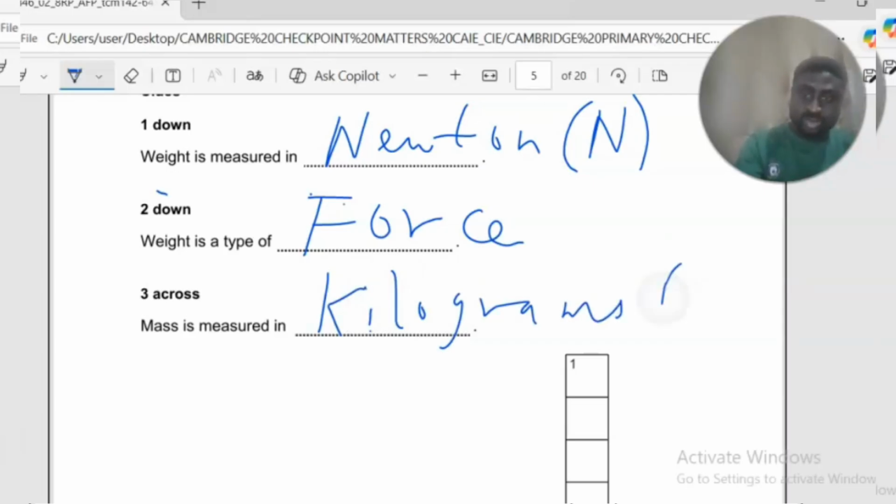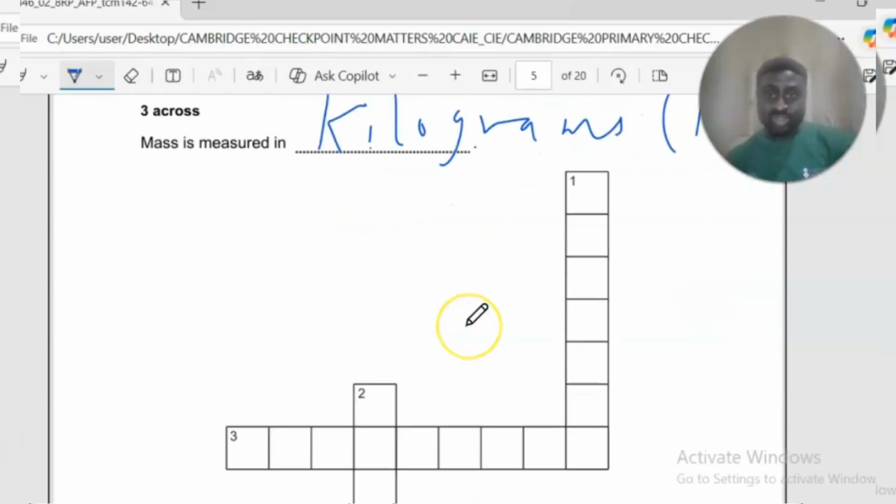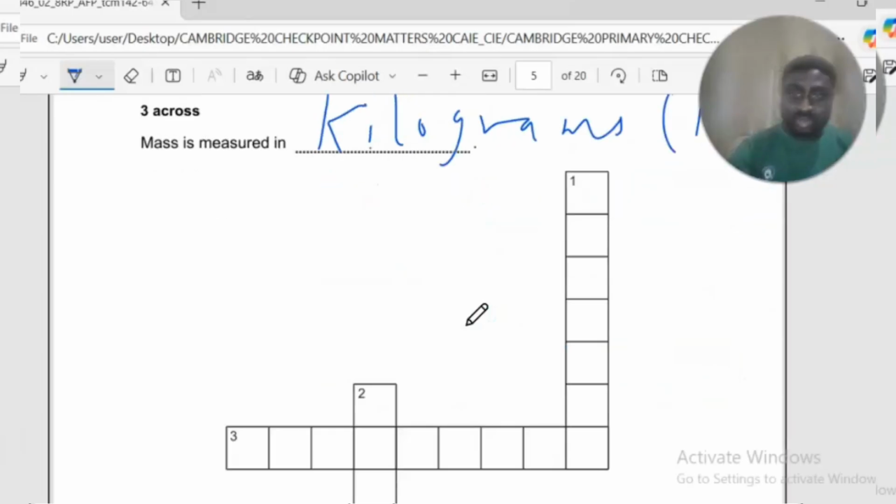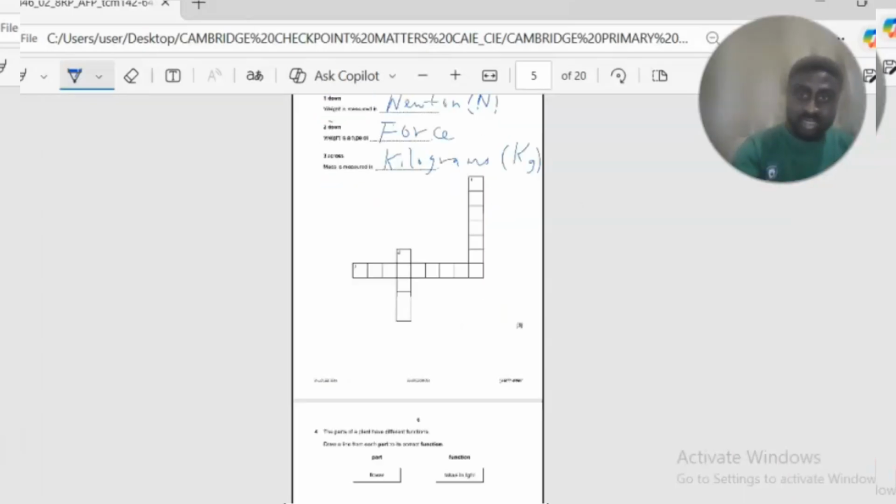Then we use the symbol capital letter K and small letter g, just in case you want to put the symbol or if it's required. So number 1 is Newton. So we're going to fill in this puzzle with N.